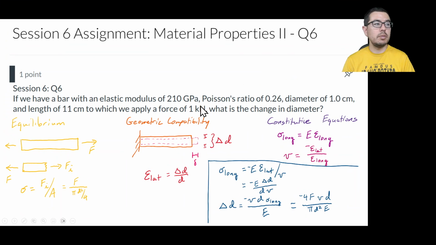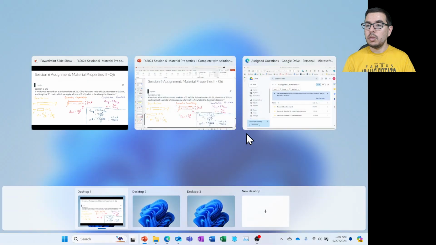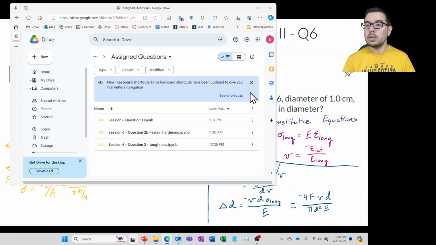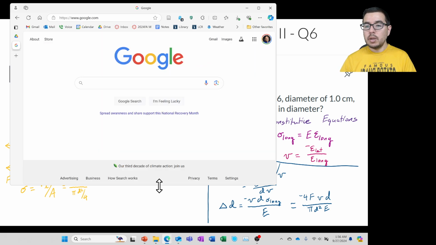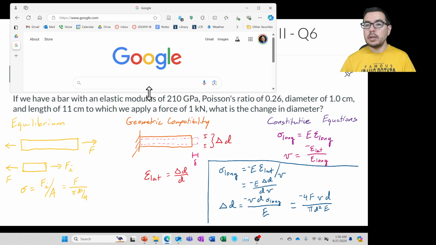All right, and wait, where did it go? I want to use this. Ah, there it is. Okay, that was all right. That's fine. So Google, and maybe we'll make it really small, just so we can fit things.